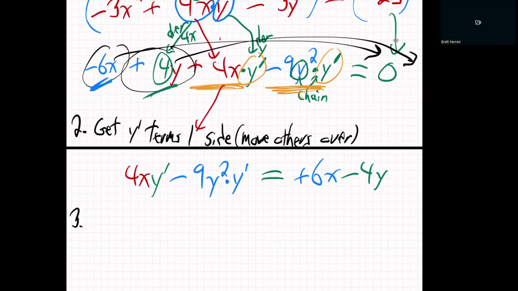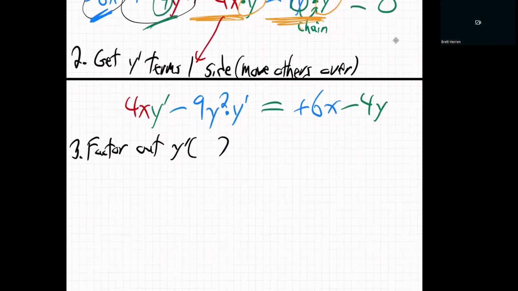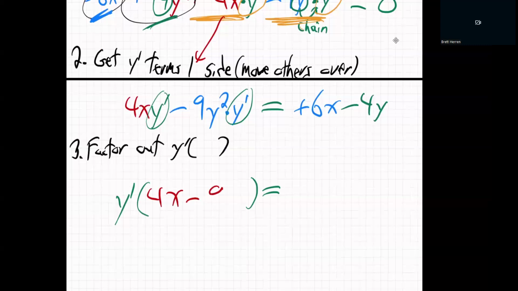And then step 3, factor out y prime to parentheses. So I'm going to go, okay. So right here and right here, right? Parenthesis. That leaves 4x minus 9y squared. I can do the same color if that's helpful for you to see. You see that? That y prime could go back and it'd be right back, wouldn't it? I just factored it out. Other side is 6x minus 4y.